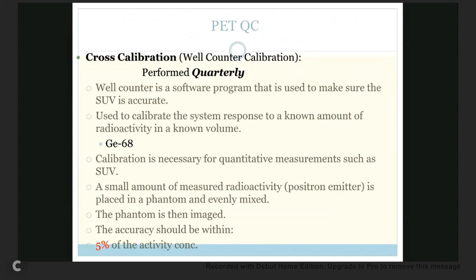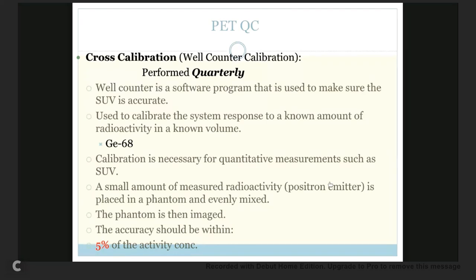PET QC. Okay, here we go. All right, so now you have your PET QC, which you guys, for the most part, have done. Okay? So you have your cross calibration, which is the well counter calibration, and it's performed quarterly. You guys need to know all of these. The well counter is a software program that is used to make sure the SUV is accurate. This is pretty important. It's used to calibrate the system response to a known amount of radioactivity and a known volume.